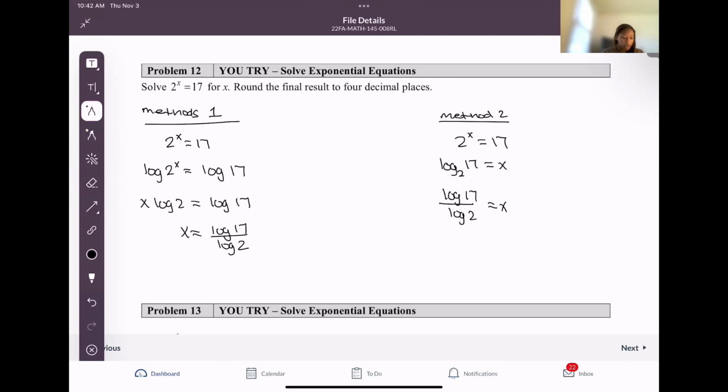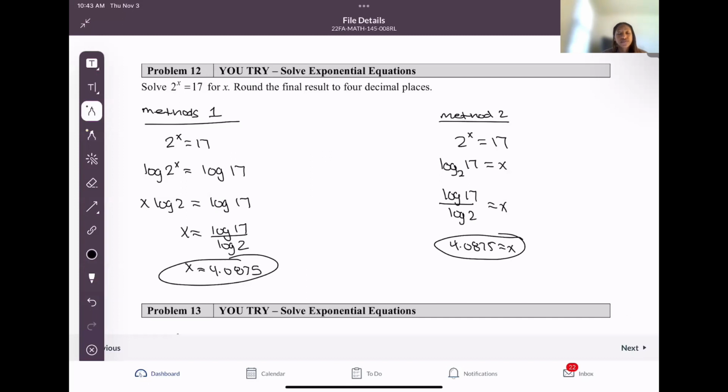When we put this into our calculator, log of 17 divided by log of 2 is 4.0875. So that's our answer. And again, you can pick whichever method you prefer. All right. Any questions about the 2 methods?